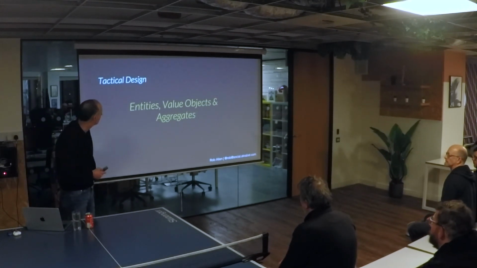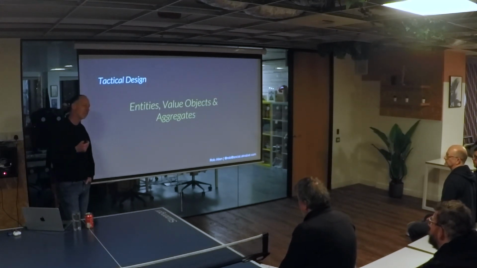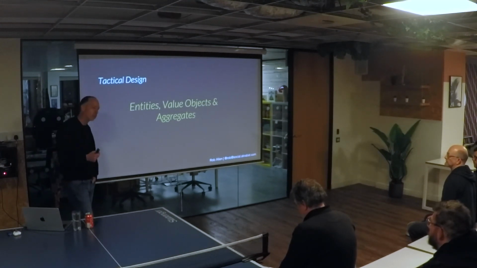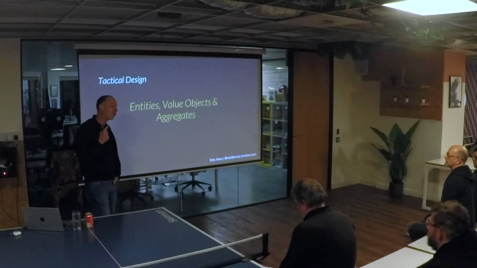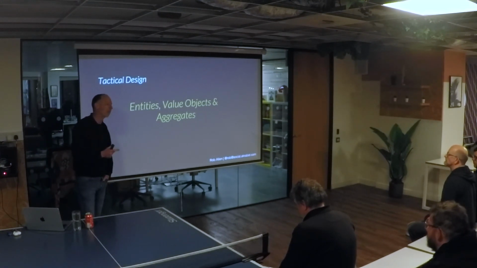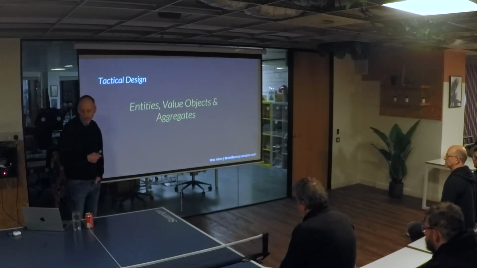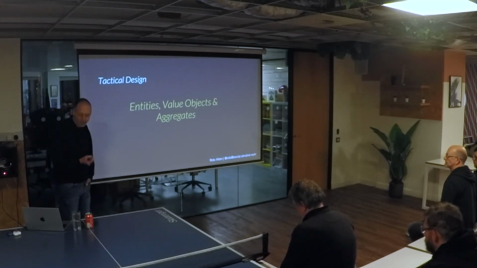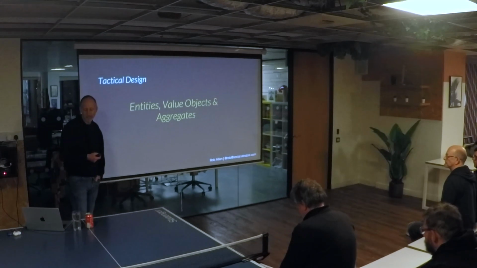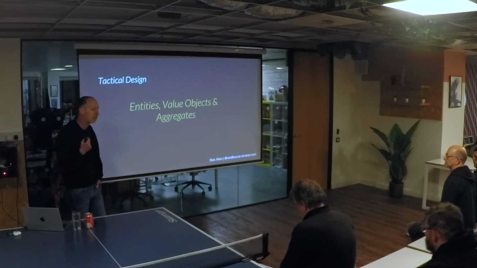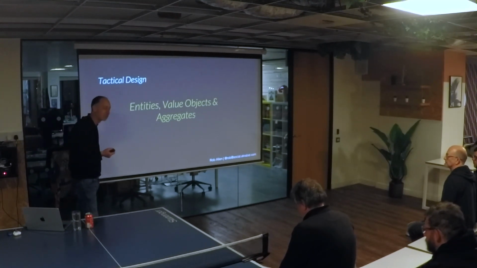Entities, value objects, aggregates. You've probably heard some of these terms before, particularly because entities and value objects as concepts are really useful in all application development, regardless of whether you're using DDD or not. They're really good patterns. So a value object is an object that is expressed and identified by its attributes. They are immutable and interchangeable.